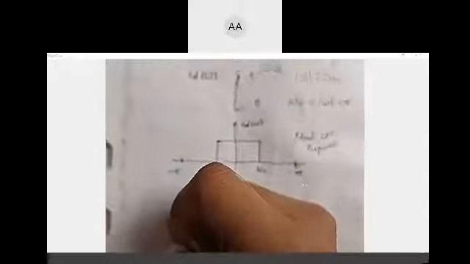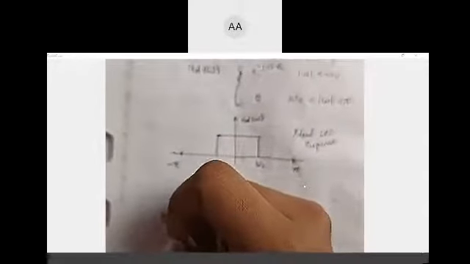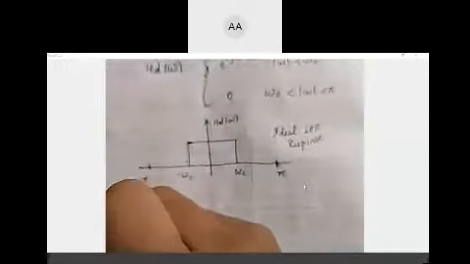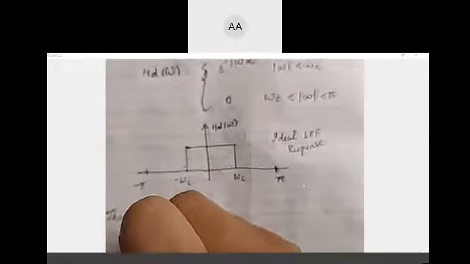It's always good practice to write this. Even in your textbooks, you may not really find this one. So this is Hd of omega. How do you do the design? Let us see. The first thing is, you need the corresponding impulse response, which you will find out.